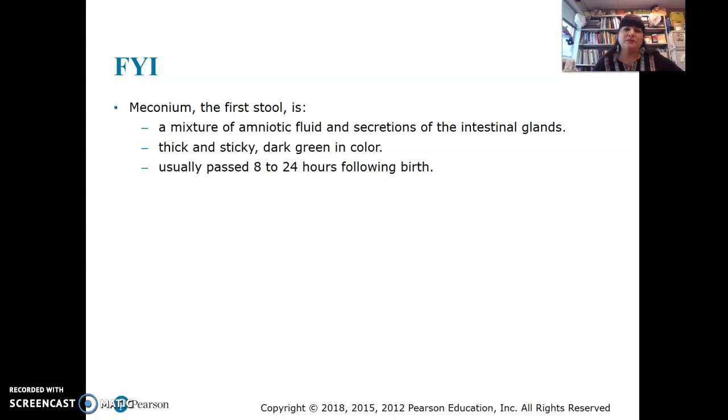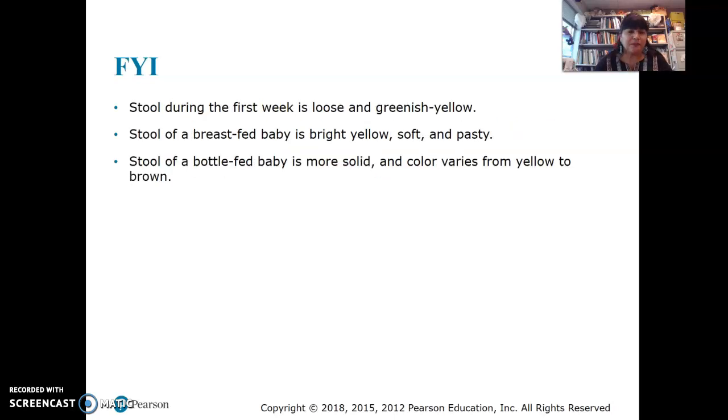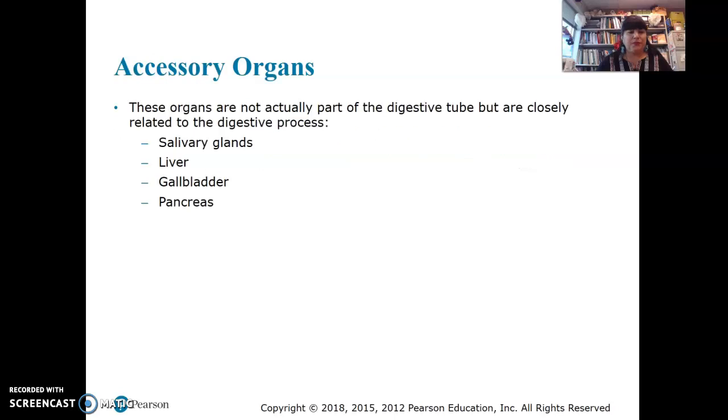So yeah, meconium. Sometimes in utero, so in the uterus, they can aspirate the meconium, and that would be really bad, and they have to get rid of that. Okay, so accessory organs. Now let's get into the accessory organs. So the salivary glands, liver, gallbladder, pancreas.